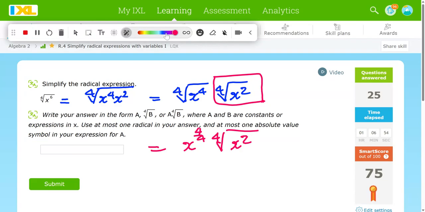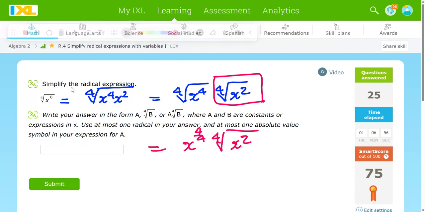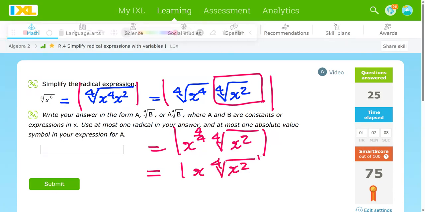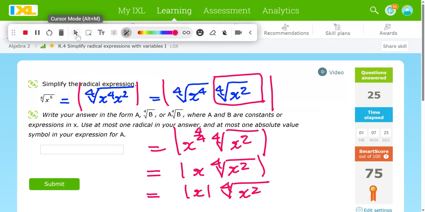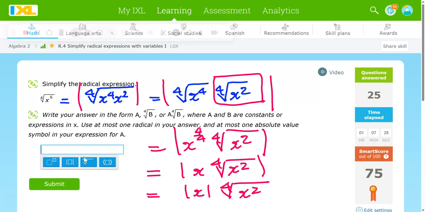One more thing. This is an even root. So make sure the answer comes out with the absolute value sign. So now the front part comes out as x and then the 4th root of x squared. The 4th root is always positive, so I only put the absolute value with the x in the front. Okay, that's it. Here we go. So that is the answer. So now I go and I get my answer. Here we go. Absolute value of x.